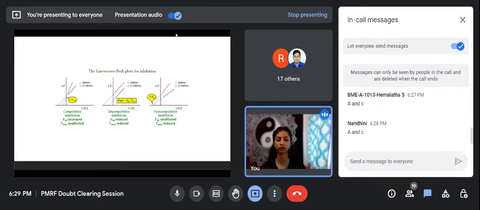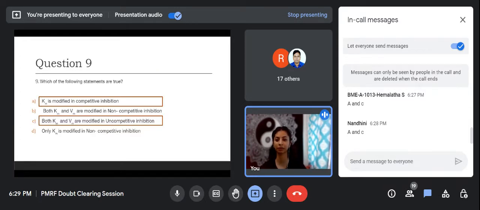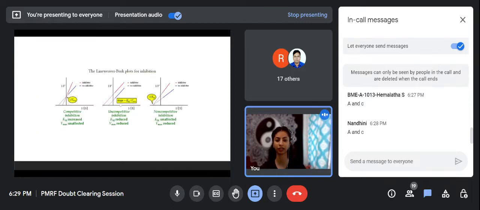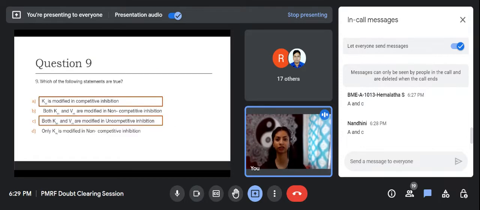So the correct answer was Km is modified in competitive inhibition, which is the first one, and both Km and Vm are modified in uncompetitive inhibition, which is the second one. Right? Moving on to the next question, in case no one has any doubt.